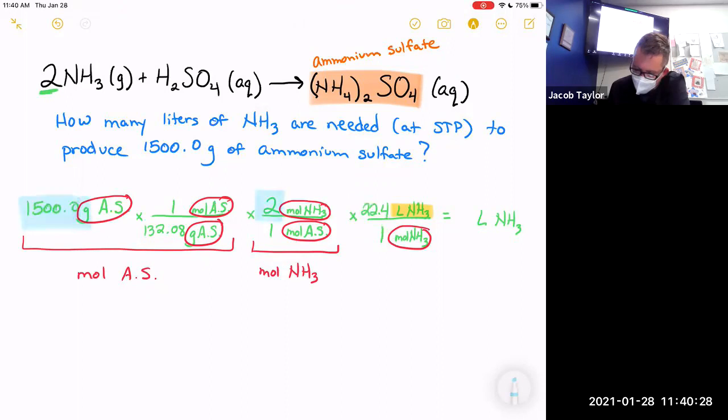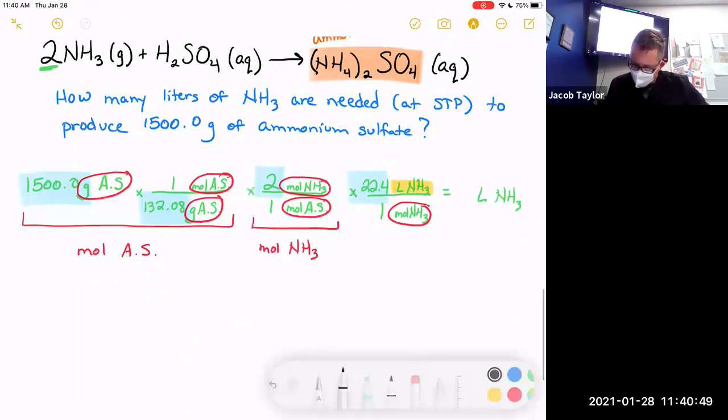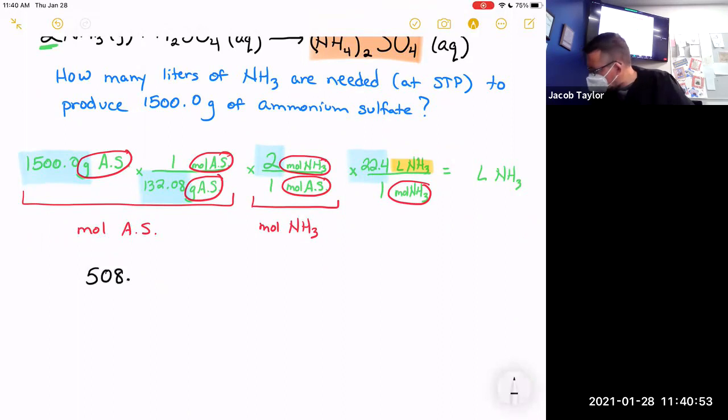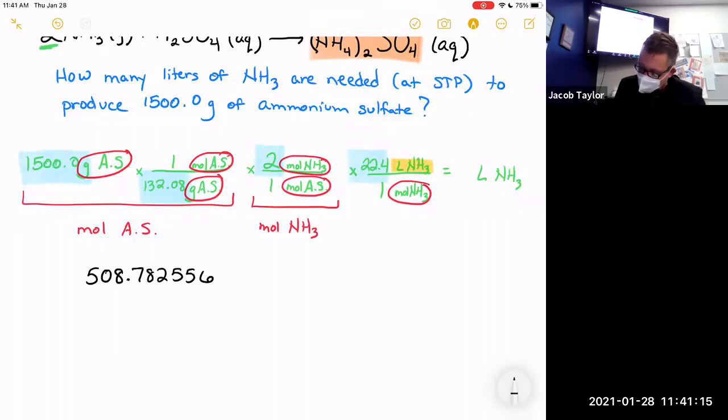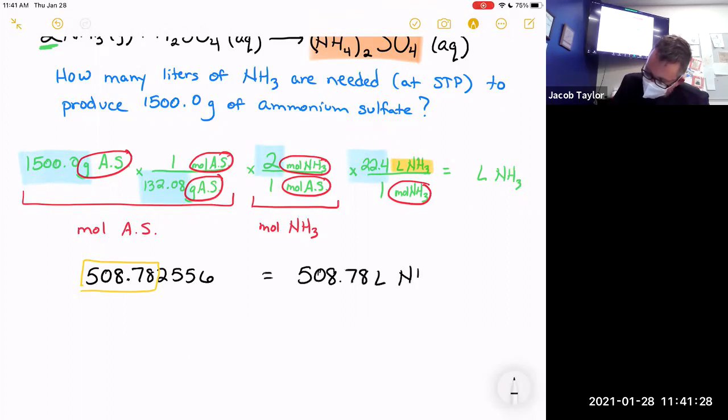1500 times 2 times 22.4 divided by 132.08, and I got 508.782556. How many significant figures should my answer have? .0 has how many digits? 5. So I need 5 significant figures. Final answer then would be 508.78 liters of nitrate.